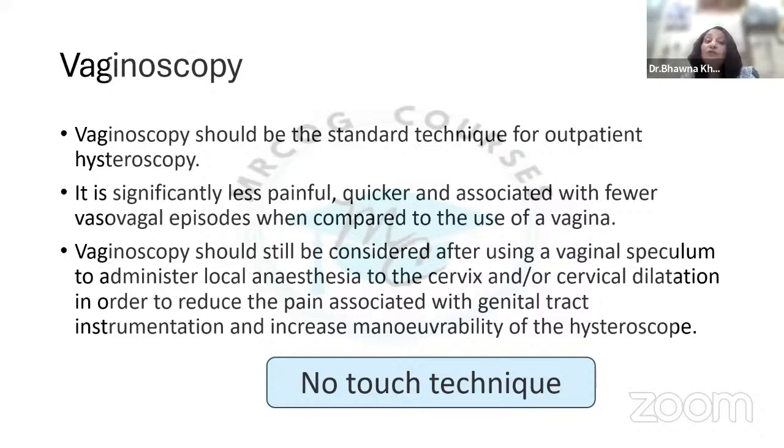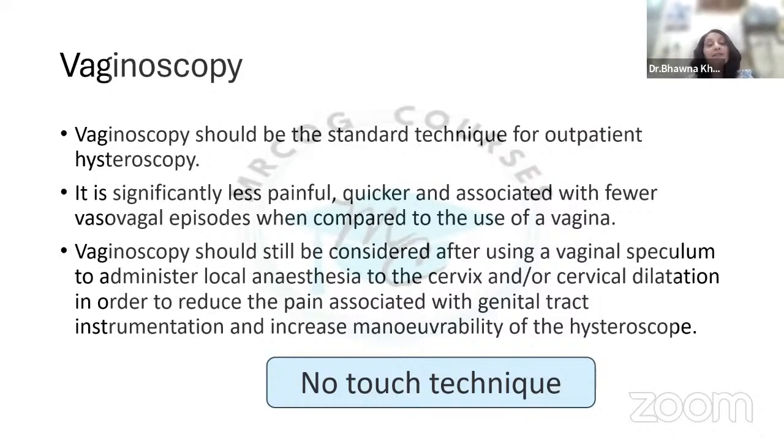Therefore, this is obviously significantly less painful, quicker, and associated with fewer vasovagal episodes when compared to the use of a vaginal speculum. Vaginoscopy should still be considered after using a vaginal speculum to administer the local anesthesia to the cervix or for cervical dilatation. If we think that we can encounter cervical stenosis, and you want to instill local anesthesia into the cervix or put some instruments for cervical dilatation, then even if you are using the speculum, vaginoscopy is recommended.